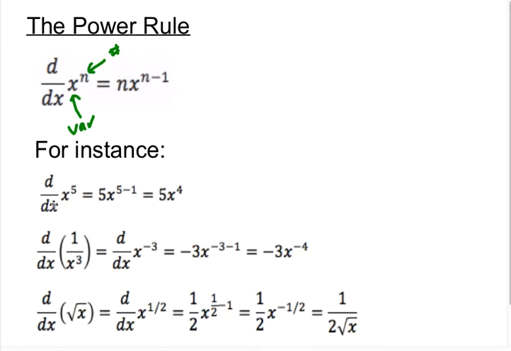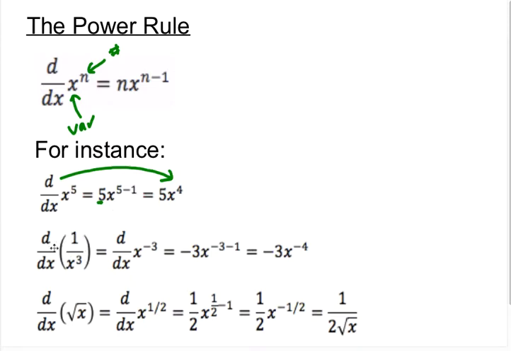So for example, if I differentiate x to the 5th, I'm going to drop the 5 down in front as a coefficient and I'm going to lower that exponent by 1, 5 minus 1. So my answer would be 5x to the 4th. Nobody thinks it's cheating if you jump from here to here, right? As you get better at this, you're going to be differentiating pretty quickly, hopefully, and you're not going to spend a ton of time writing things like the 5 minus 1.